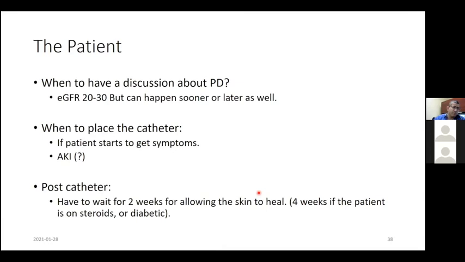What happens after you put in the catheter? Usually you have to wait for 2 weeks, allowing the skin to heal. You don't touch the dressing because you don't want it to get disrupted. You may have to wait 4 weeks if the patient is on steroids, which does not allow the skin to heal faster, or if the patient is diabetic, okay? So you may want to calculate how early or late you want to place a PD catheter. If you want to play safe, always get a PD catheter sooner rather than later, because later who knows what can happen.